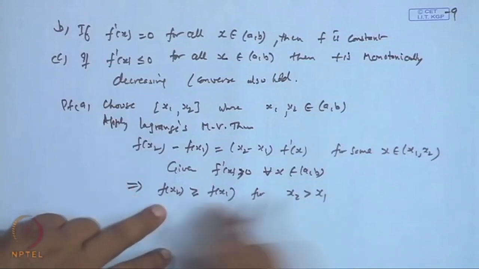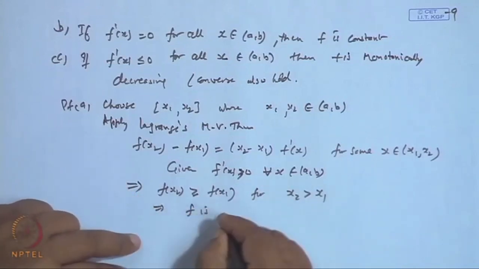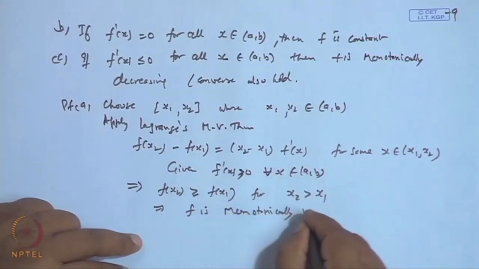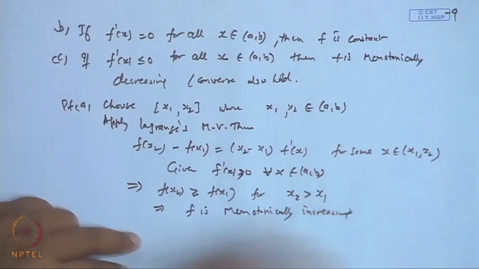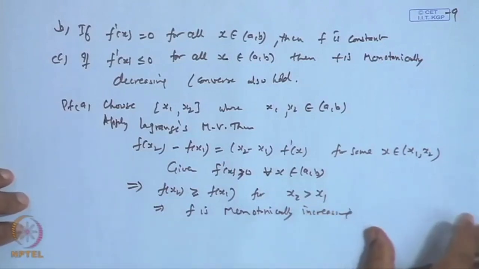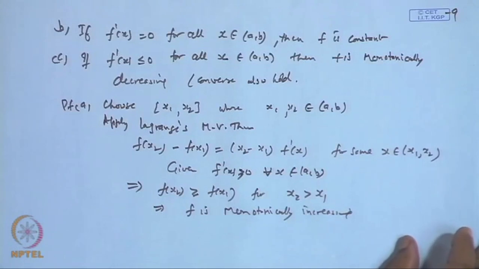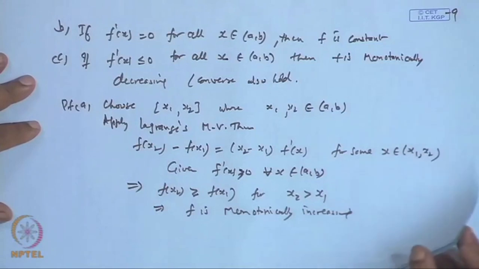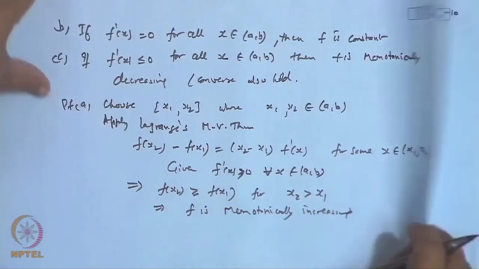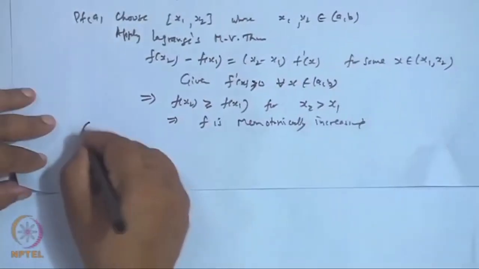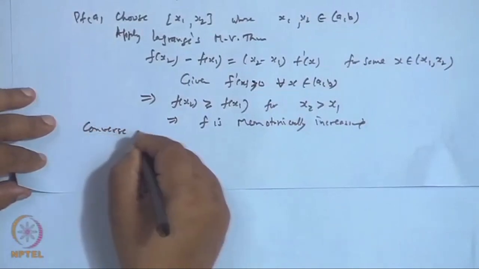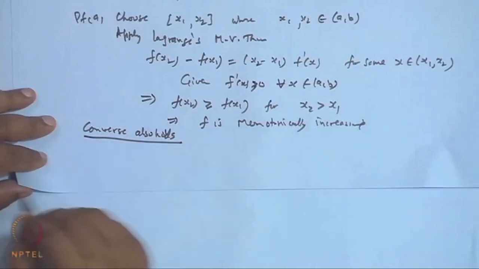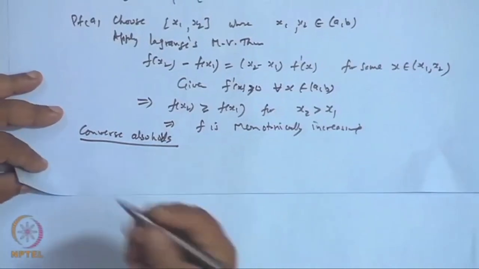So this shows the function f is a monotonically increasing function. The converse of this is also true. The converse also holds. Why? Because suppose f is differentiable.